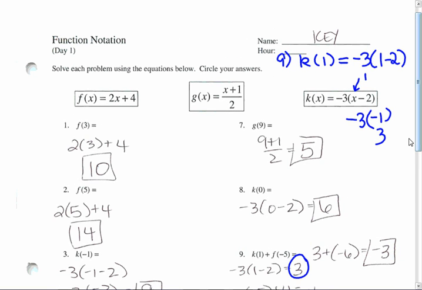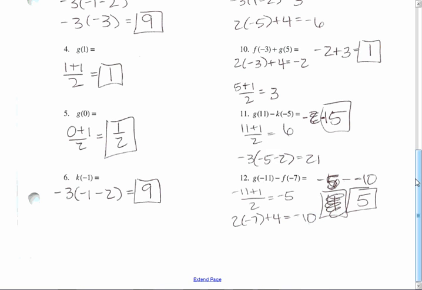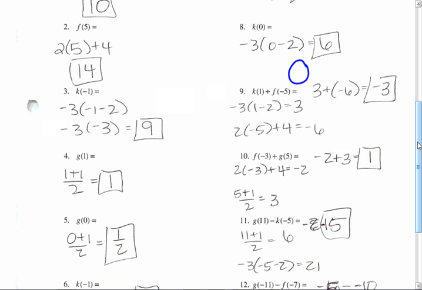What about f of negative 5? So f of negative 5 is 2 times negative 5 plus 4. What's negative 5 times 2? Negative 10 plus 4 gives me negative 6. And we're going to add those results. And if you add 3 plus a negative 6, you get negative 3.